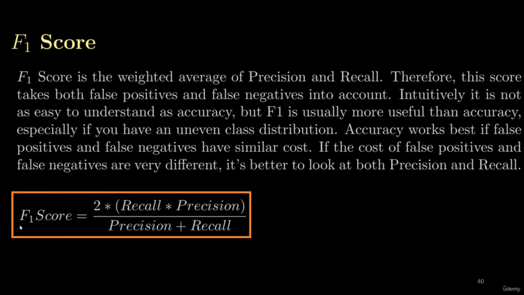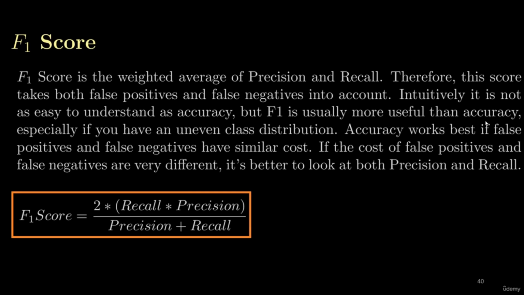So that is, F1 score is more important than the accuracy, whether our data is biased or unbiased. F1 score is the weighted average of precision and recall. This score takes both false positives and false negatives into account. Intuitively, it is not as easy to understand as accuracy, but F1 is usually more useful than accuracy when you have an uneven class distribution, that is, biased data. In that case, F1 score is more important than the accuracy.